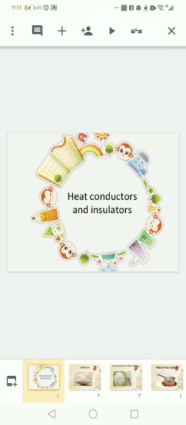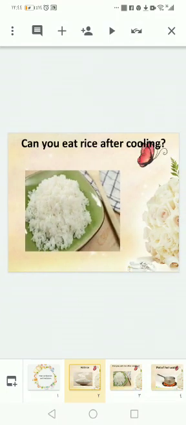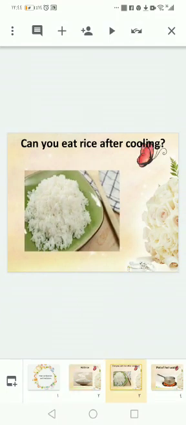Today, our topic is about heat conductors and insulators. What are these? Let's go. Can you eat steaming hot rice? But if you leave it for some time, how do you find it? Now you can eat it after cooling down without burning your mouth.